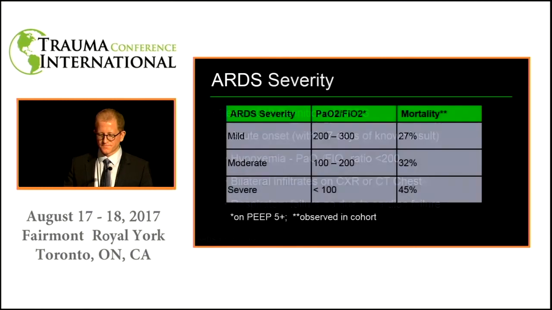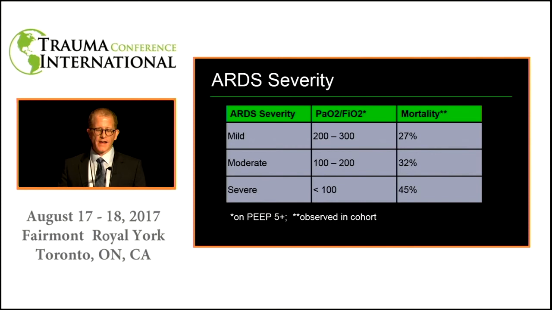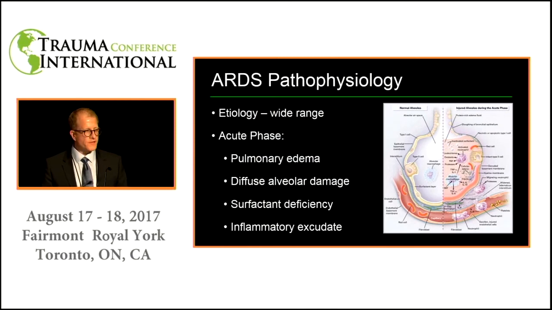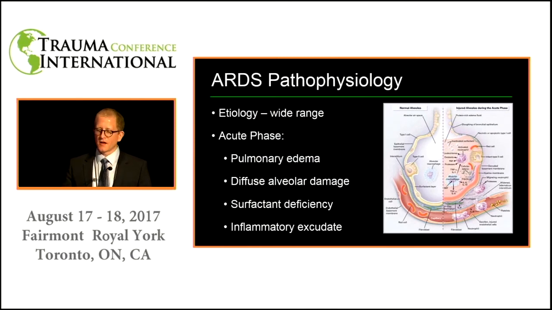cardiac cause. The severity of ARDS is defined as mild, moderate, or severe, depending on the PF ratio, and the mortality is as shown here, with more severe cases of ARDS having a mortality rate as high as 45%. The pathophysiology is complex and the etiology is wide-ranging, but primarily what we see in trauma is the acute phase characterized by pulmonary edema, diffuse alveolar damage, surfactant deficiencies, and inflammatory exudate.